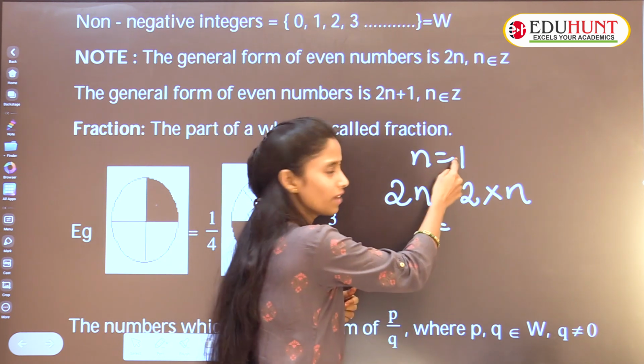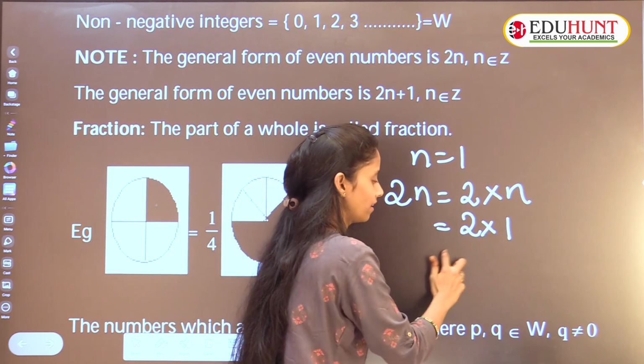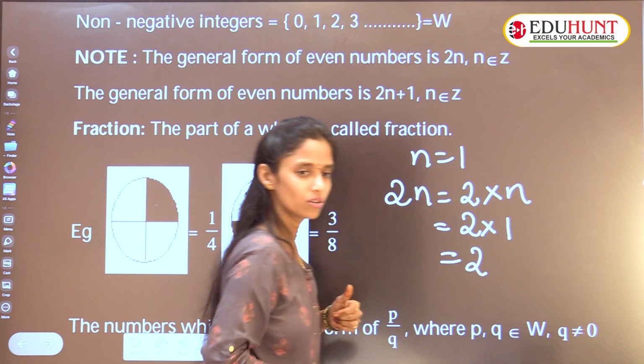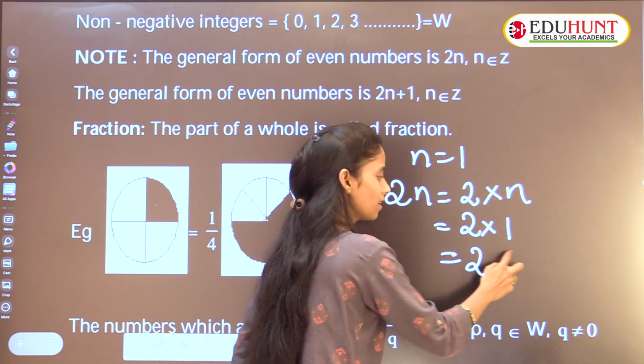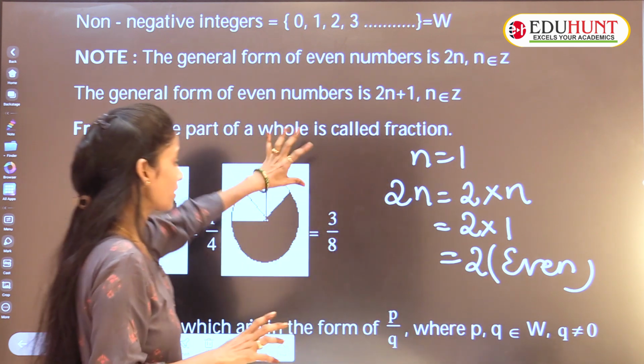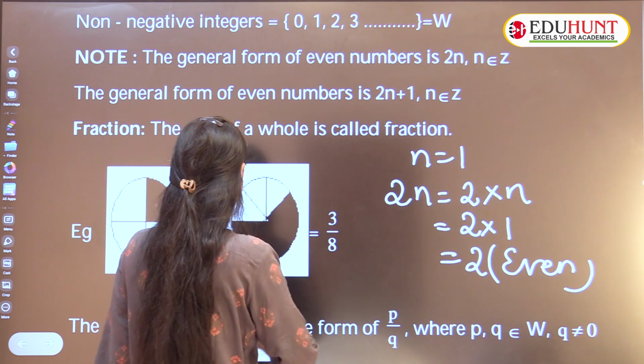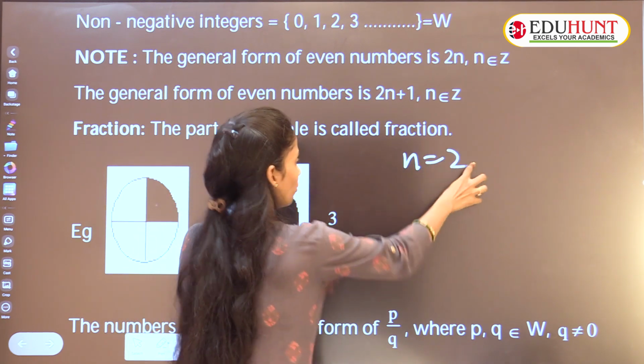Now, what value are we putting here? 1. So, 2 into 1, 2 ones are 2. So 2 is an even number. Like that, that's why they fixed the formula. Not only 1, I'll show you one more example, n equal to 2.